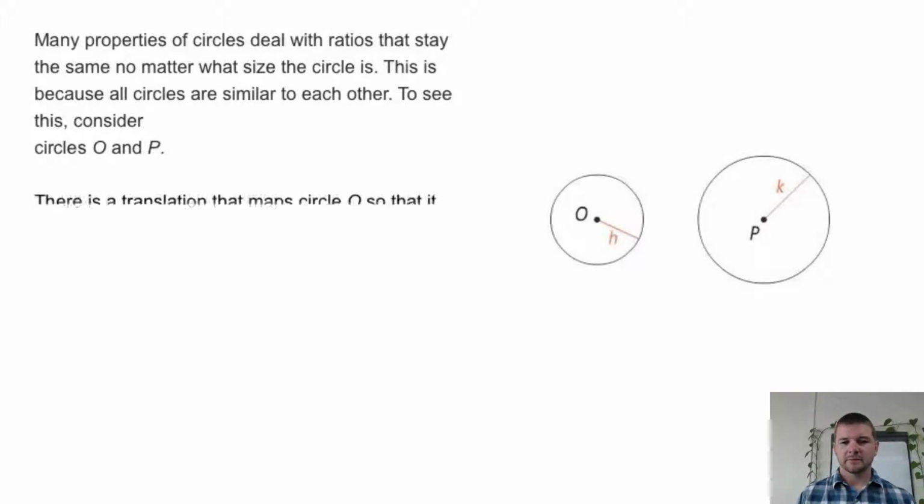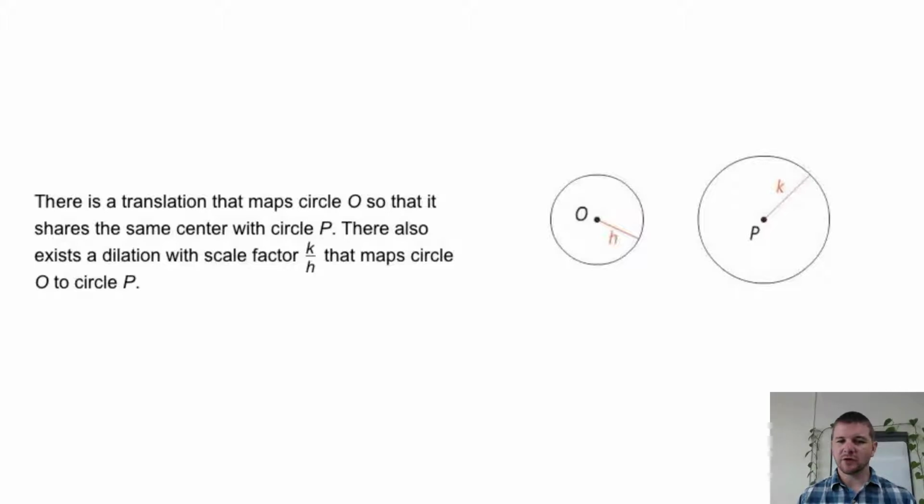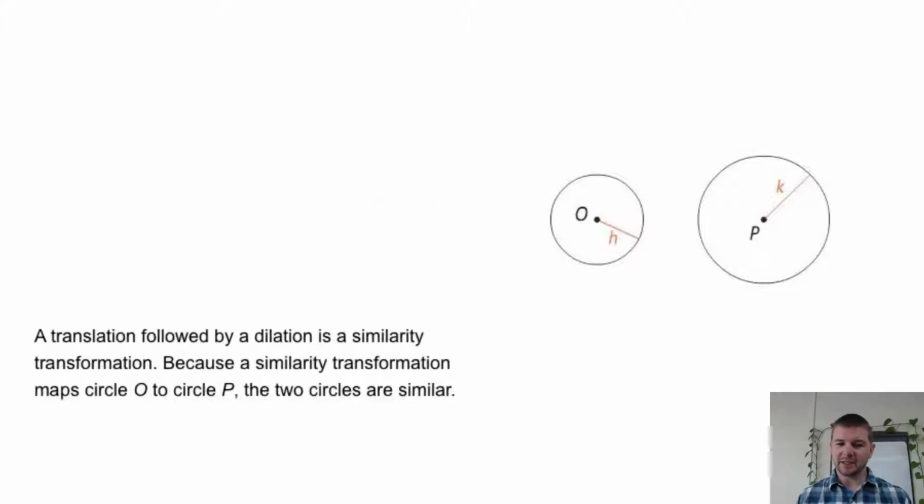To see this, consider circles O and P at the right. There is a translation that maps circle O so that it shares the same center with circle P. There also exists a dilation with scale factor k/n that maps circle O to circle P. A translation followed by a dilation is a similarity transformation. Because a similarity transformation maps circle O to circle P, the two circles are similar.